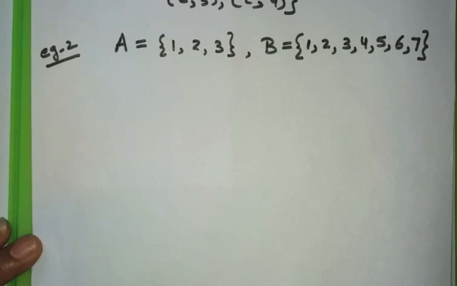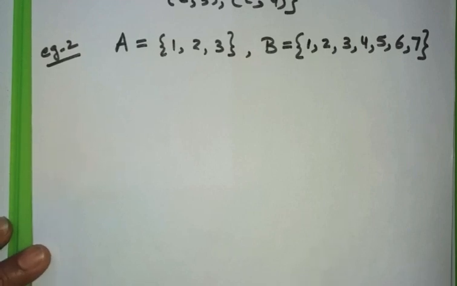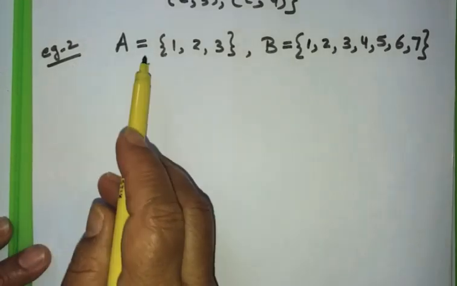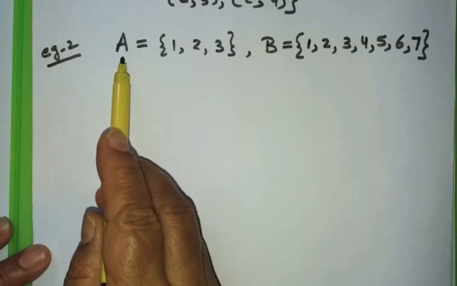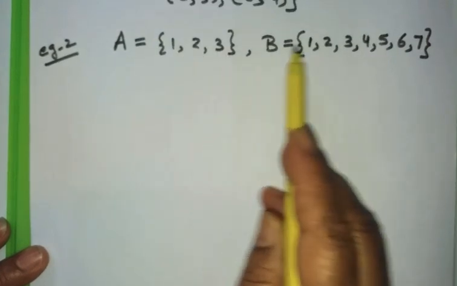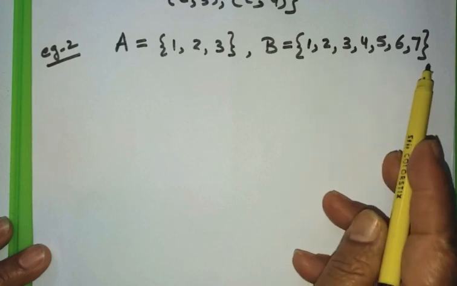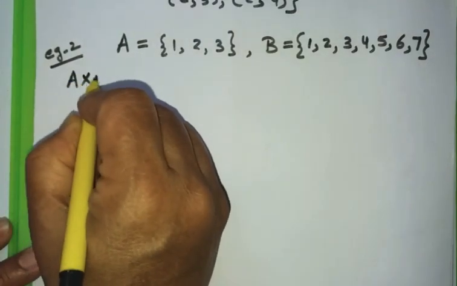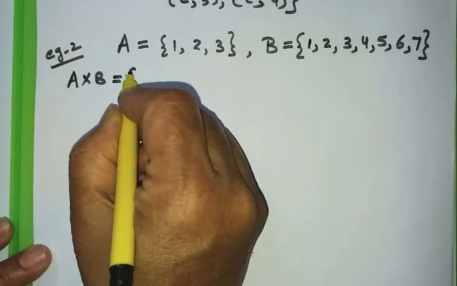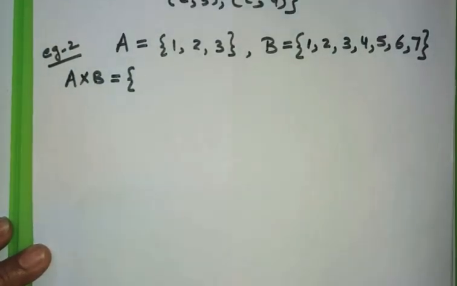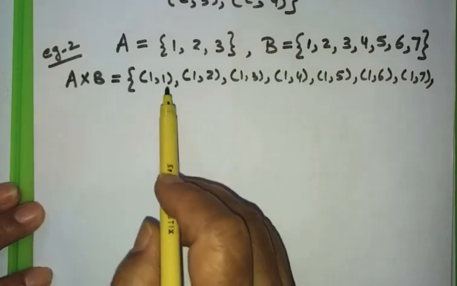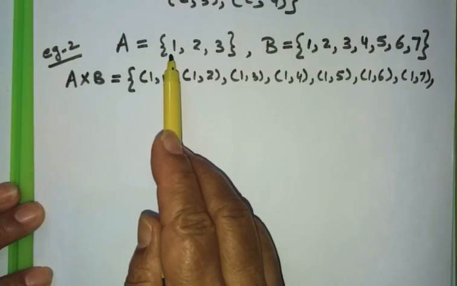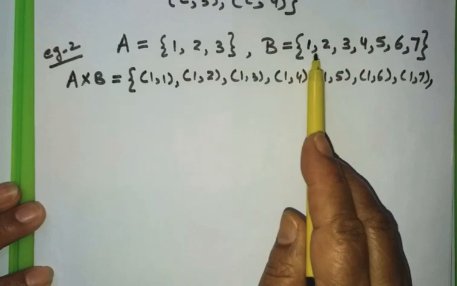Now slowly and gradually we want to move from the concept of Cartesian product to the concept of relations. For that, we consider another example where set A is {1, 2, 3} and set B is {1, 2, 3, 4, 5, 6, 7}. Let me first write the Cartesian product of A and B, given as A cross B. We have to pair up every element of set A with every element of set B.